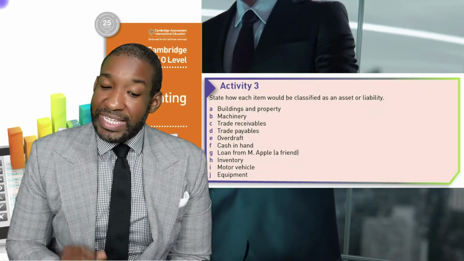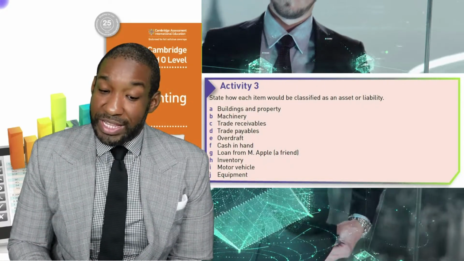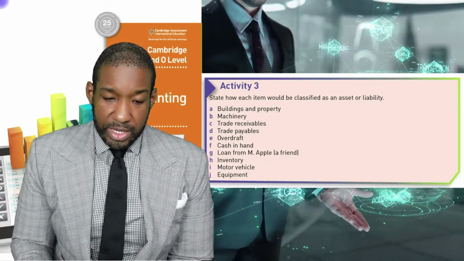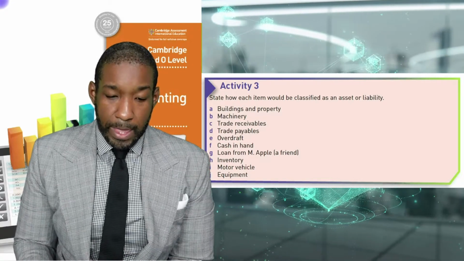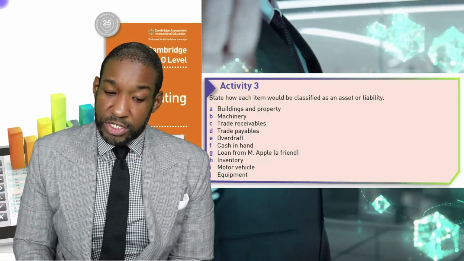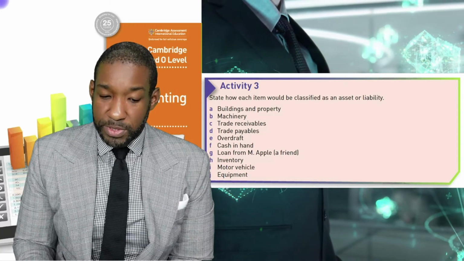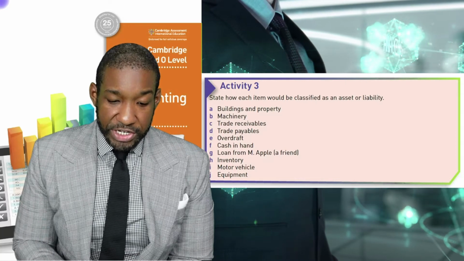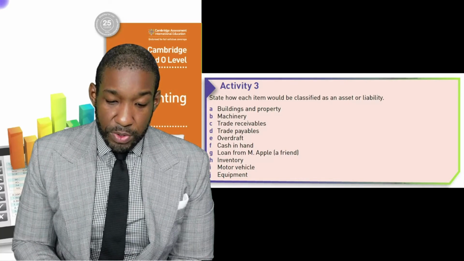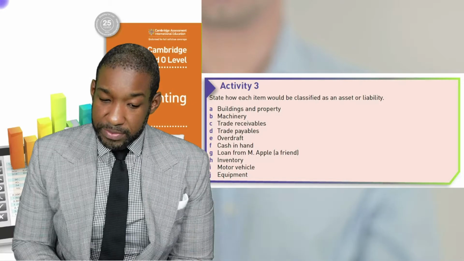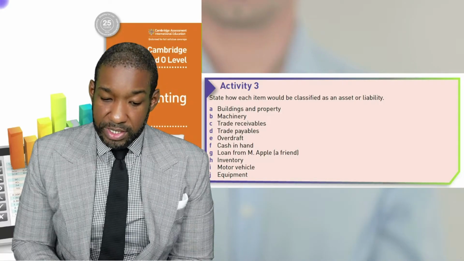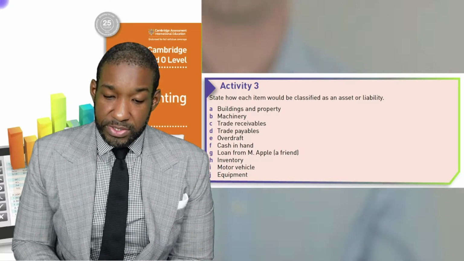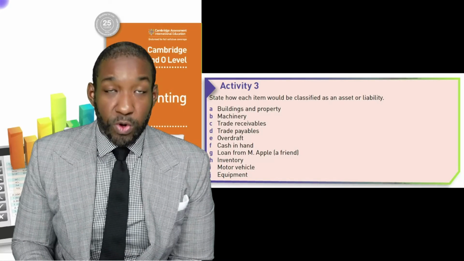Activity 3. State how each item would be classified as an asset or liability. A, buildings and property. B, machinery. C, trade receivables. D, trade payables. E, overdraft. F, cash in hand. G, loan from M Apple, a friend. H, inventory. I, motor vehicle, and J, equipment. So would each of these be either an asset or a liability?